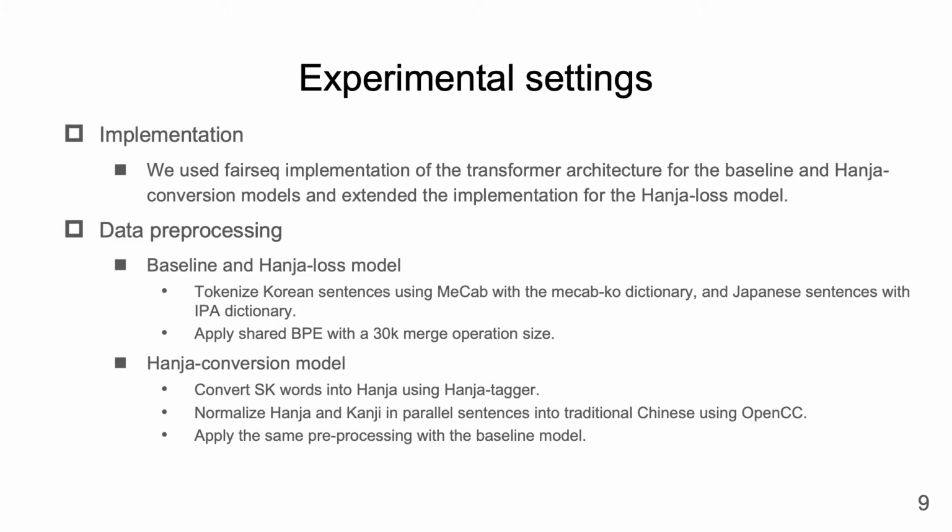Next, I talk about experimental settings. For implementation, we used a full-stack implementation of the transformer architecture for the baseline and Hanja conversion models, and extended the implementation for the Hanja loss model. In data preprocessing, for the baseline and Hanja loss models, we tokenized Korean and Japanese sentences using MeCab and applied shared BPE with a 30,000 merge operation size. For the Hanja conversion model, we converted SK words into Hanja using a Hanja tagger and normalized Hanja and kanji in parallel sentences into traditional Chinese using OpenCC. After normalization, we applied the same preprocessing as the baseline model.